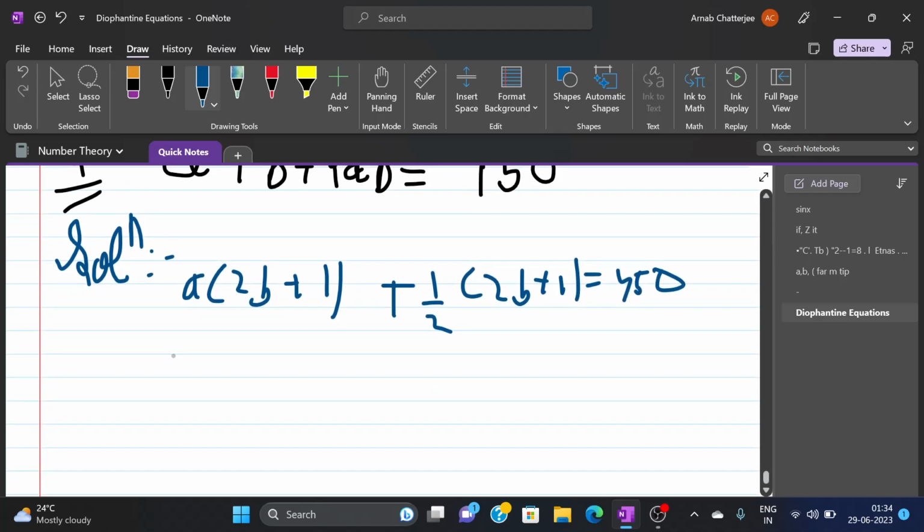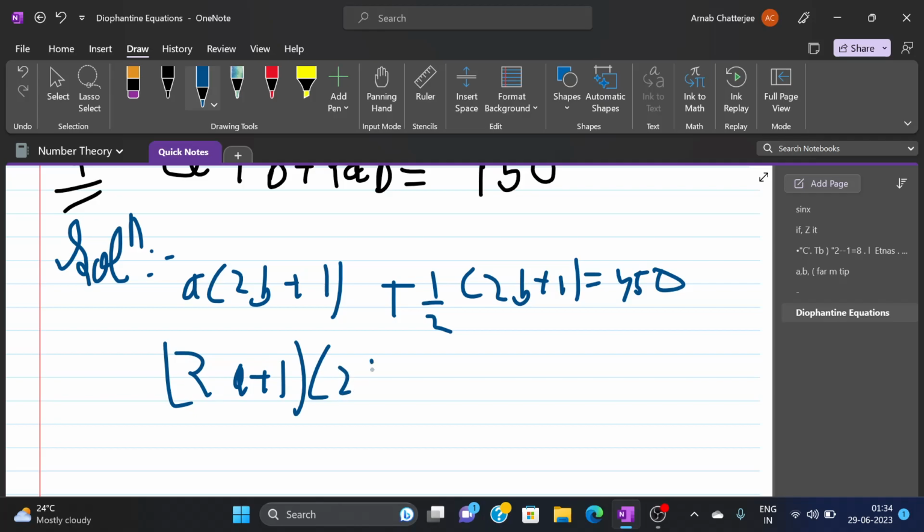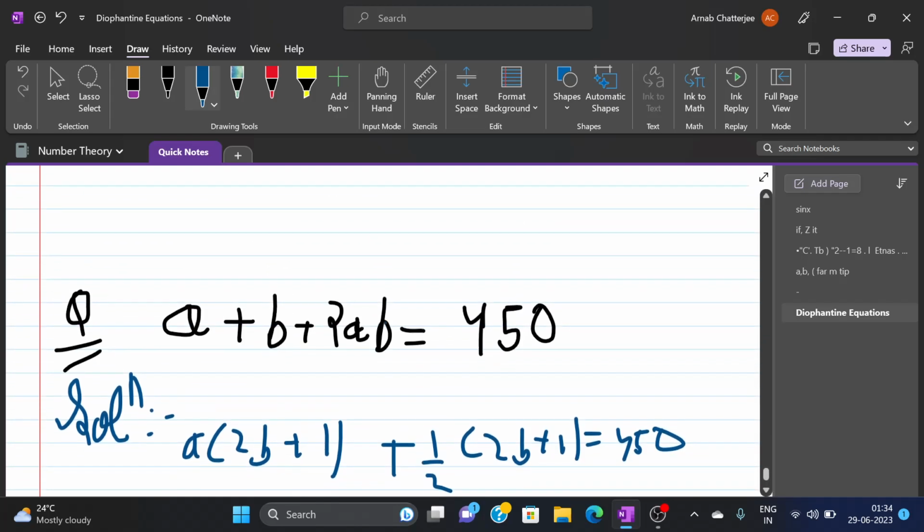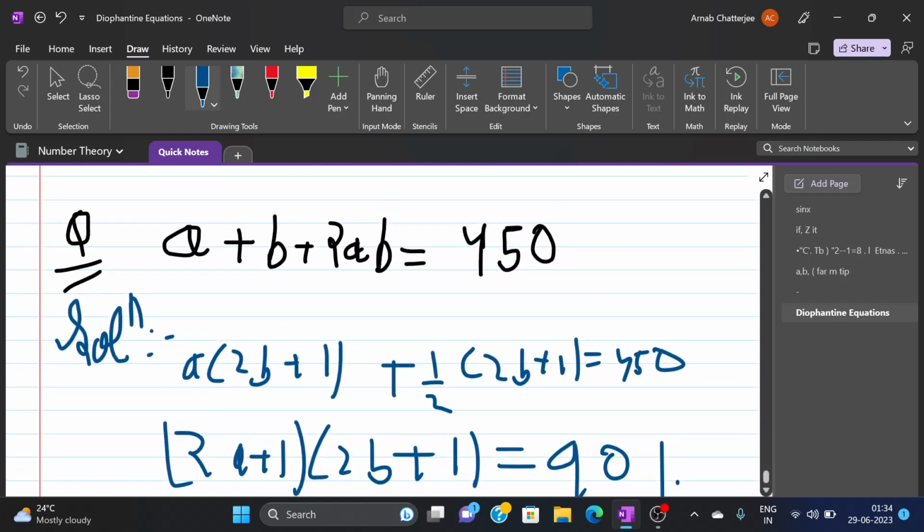So now we will combine both the equations and we will have 2a plus 1 into 2b plus 1 equal to 901. Now from here you can proceed. So this is homework for you guys. Tell me in the comments what answers you are getting.